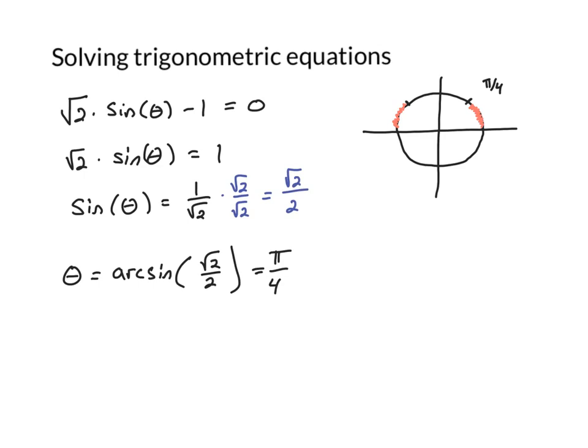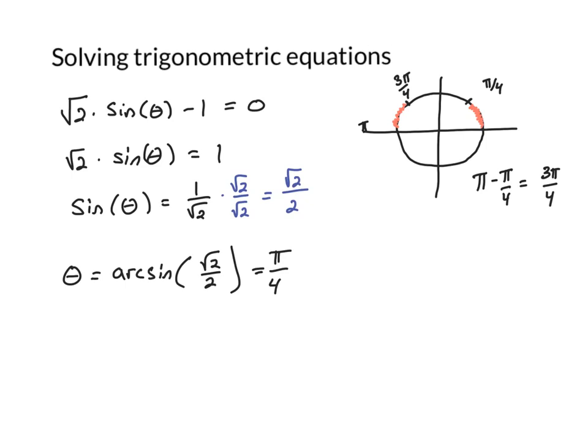To figure out what that is, I know that this is pi, so pi is over here, and I want to go back by pi over 4. So I get pi minus pi over 4, which is equal to 3 pi over 4. And so this value right here is 3 pi over 4. So I have two solutions right now. Pi over 4 is one of my solutions to this equation, and 3 pi over 4 is also another solution to this equation.